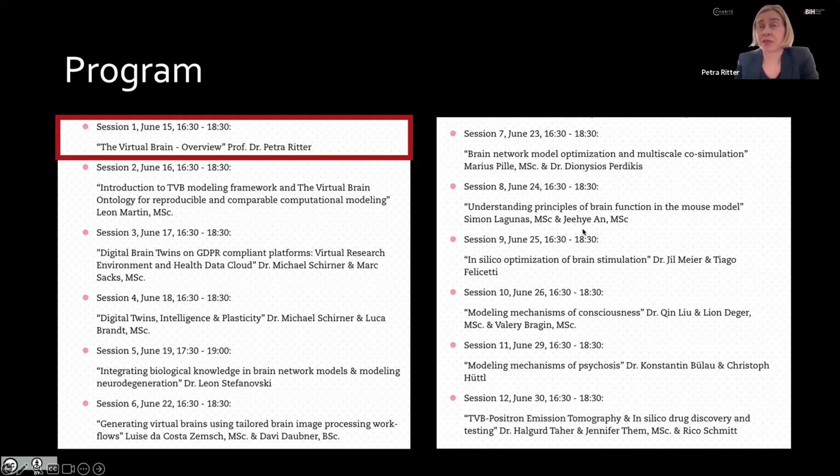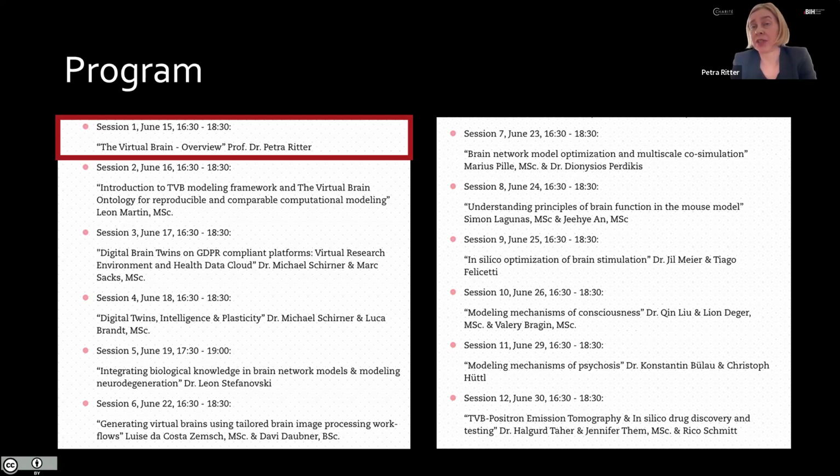Then on June 24th, we have a session provided by Simon Lagunas and Jihai An on understanding principles of brain function in the mouse model. So this will be a session that is not dealing with human brain models, but with mouse brain models.